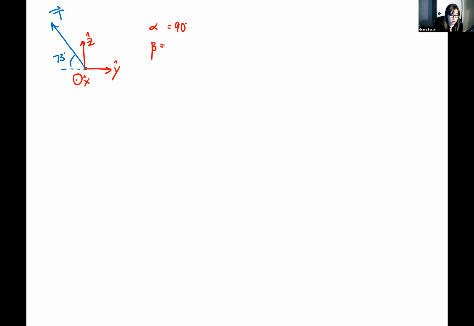Beta, that's the smallest angle between vector t and the y hat unit vector. So I would say angle beta is this angle here. So angle beta would be 90 degrees minus 73 degrees. That'll give me this little piece right there. And then I'm going to add another 90 degrees onto there to account for that little piece right there. So angle beta is 90 minus 73 plus another 90. So I would say angle beta is 107 degrees.